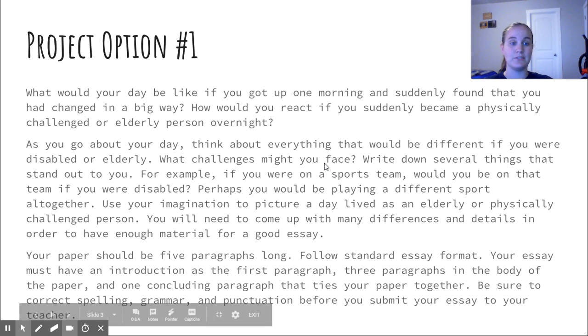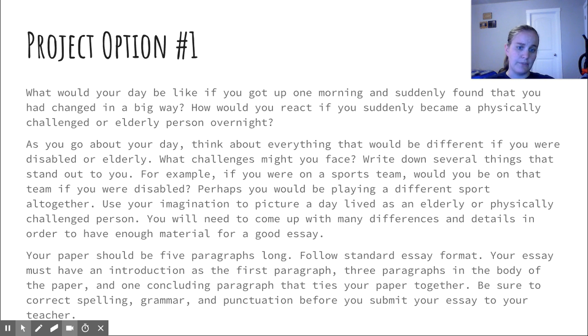So there's two options for this one. Here's the first one. Option number one. What would your day be like if you got up one morning and suddenly found that you had changed in a big way? How would you react if you suddenly became a physically challenged or elderly person overnight? As you go about your day, think about everything that would be different if you were disabled or elderly. What challenges might you face?